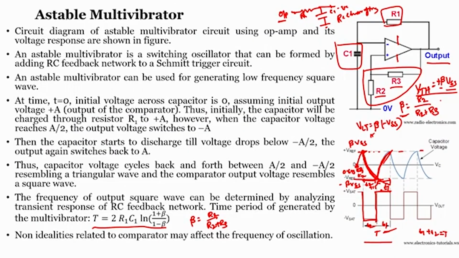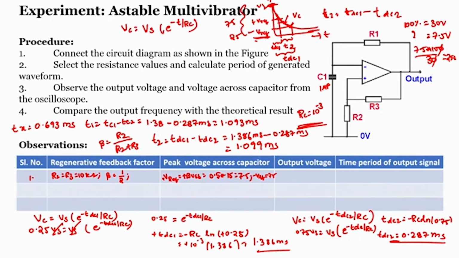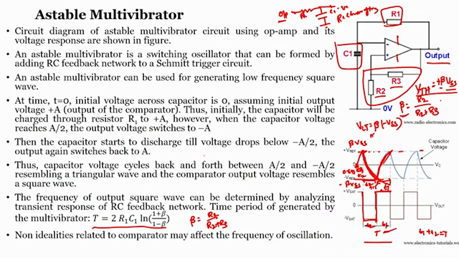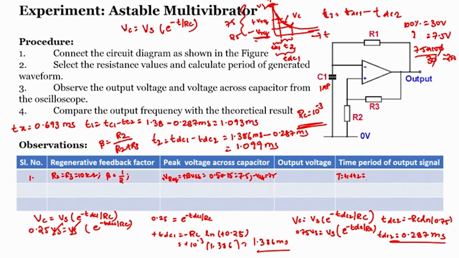So, when we go back to our circuit, the complete T is nothing but T1 plus T2. So, time period T is equal to T1 plus T2. I am saying this is T1, this is T2, or T2 plus T1, anything is fine. So, T1 is 1.093 milliseconds and T2 is 1.099, which is nothing but 1.099 plus 1.093, which is 2.192 milliseconds.